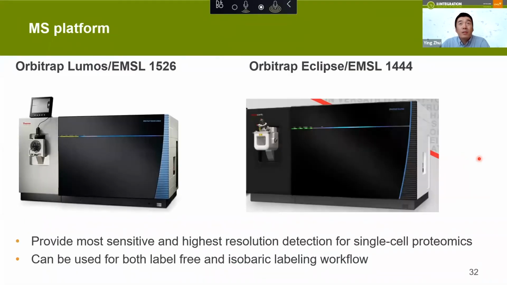For the mass spectrometer, we also need to choose the best one to get the highest sensitivity. In EMSL, we have 2 mass spectrometers for single cell proteomics: one is the Orbitrap Lumos, and the other is the Orbitrap Eclipse. We found they are the most sensitive and have high resolution for single-cell proteomics, and they can be used for both label-free and isobaric labeling approaches.